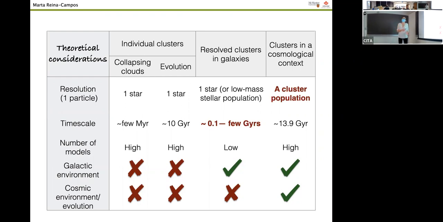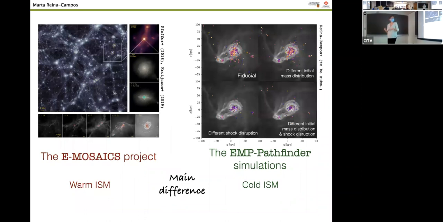But although we are sacrificing on the resolution, we're gaining on our ability to run the simulations. And so we can run for 14 gigayears of evolution. We can run a large number of models, and we can consider what's the influence of the galactic environment and this cosmic evolution. There are two main projects that are trying to address this question.